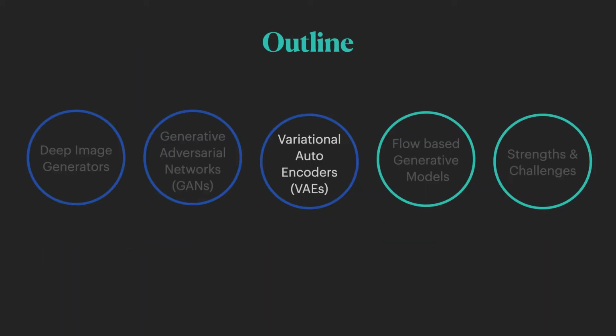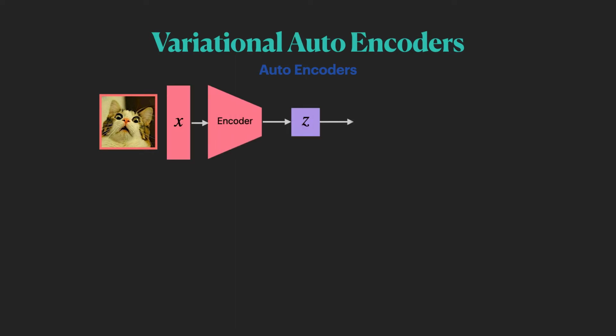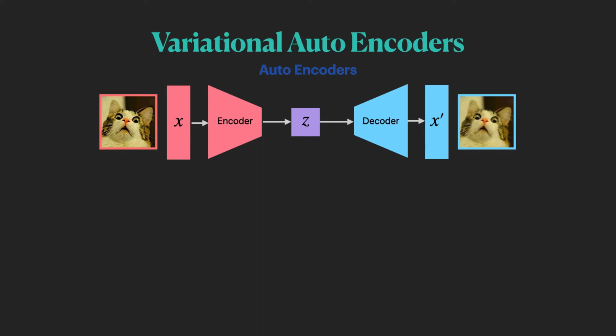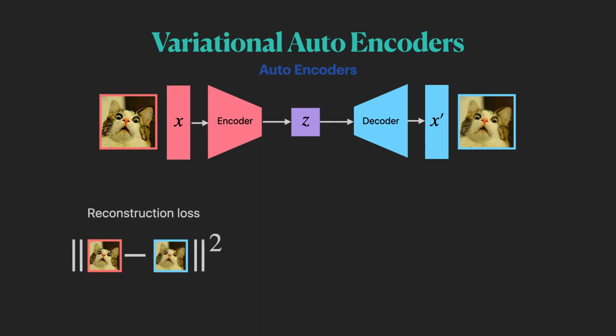Next, we have variational autoencoders. Variational autoencoders are a type of autoencoder, so let's start with understanding what an autoencoder is and why it can be used as a generative model. With an autoencoder, we start with an image x, encode it into the latent space z, and then decode it back to another image x tag. And this is supervised with the reconstruction loss, meaning we want the input and output images to match.